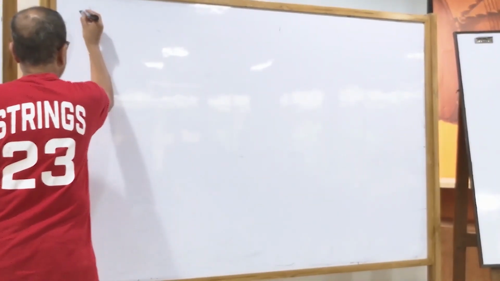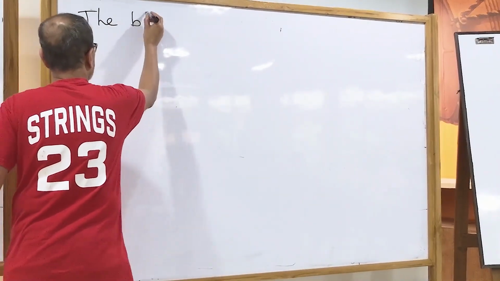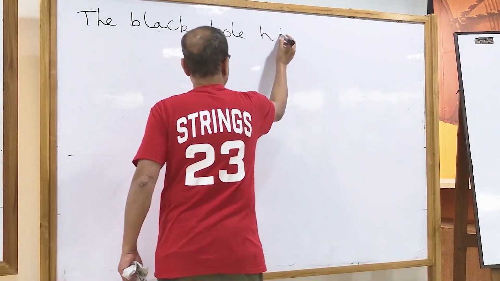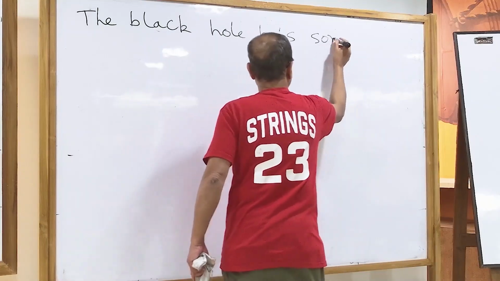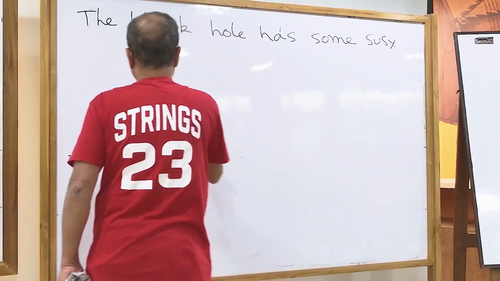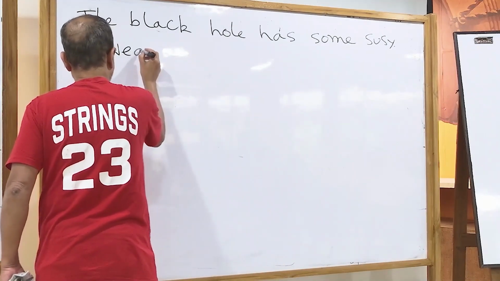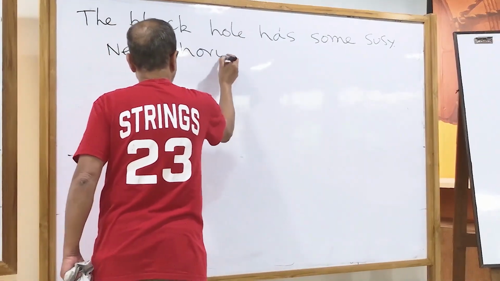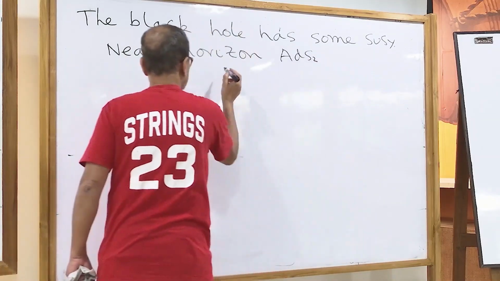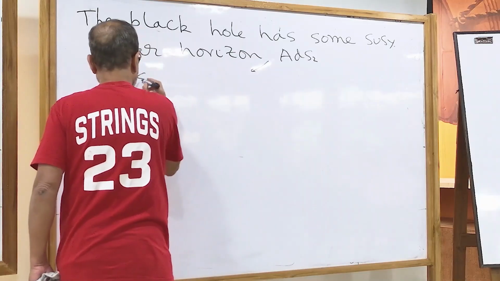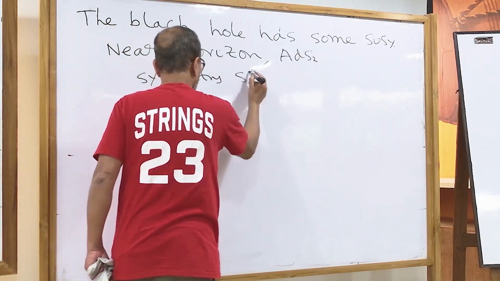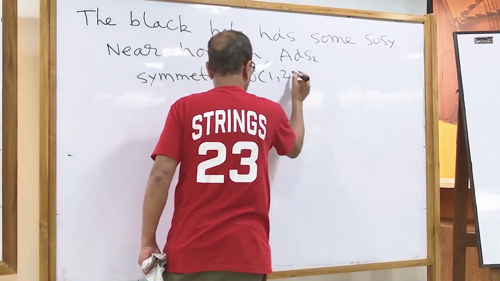So the black hole has some supersymmetry, and we have near-horizon AdS. And as we saw, this implies that we have SO(1,2) symmetry.